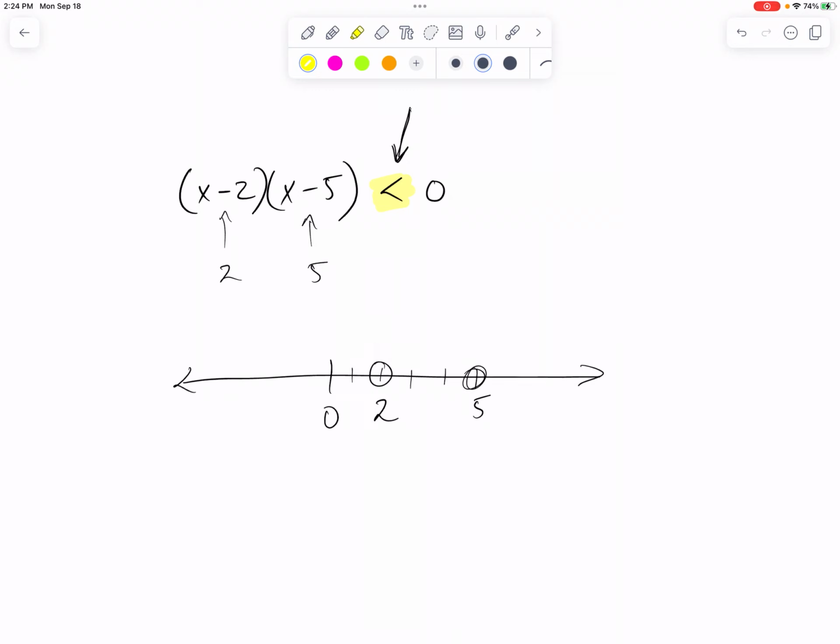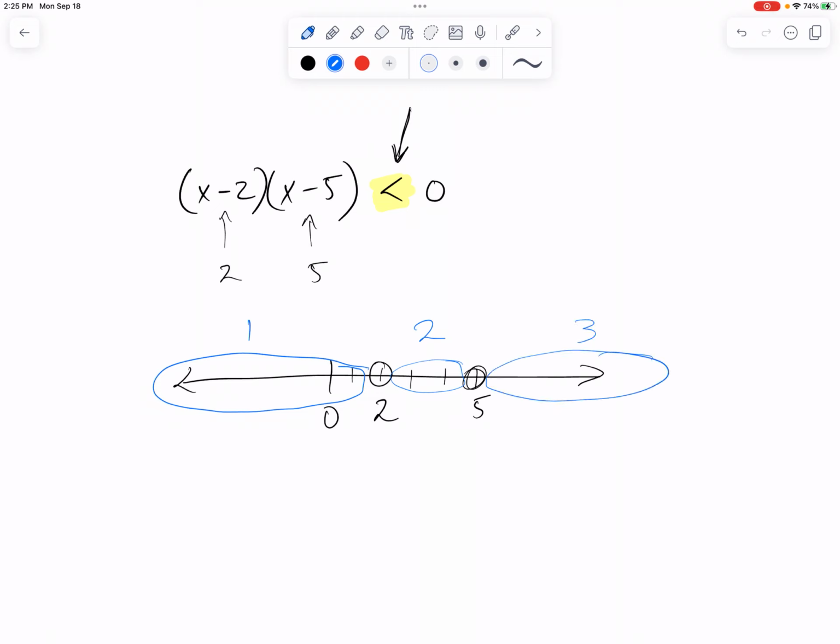Once again, take a look at what I've got. I've got every number below 2. Every number below 2, that's one region of my number line. The numbers between 2 and 5, that's a second region. And then 3 regions. So I'm going to pick a number that is over here on this side of 2. Well, 0's over here. Okay, let's plug it in. Wherever I see an x, I'm going to put a 0.